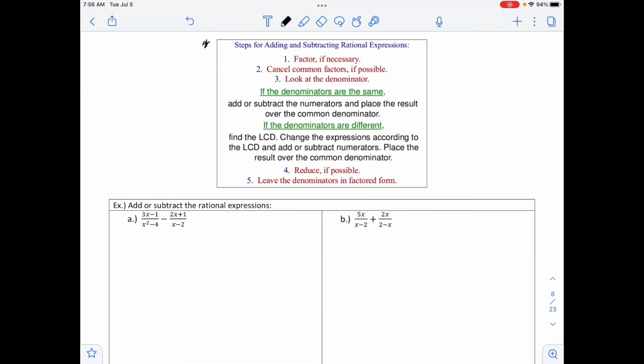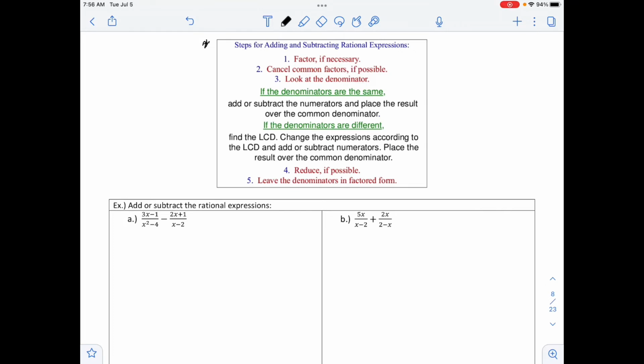Right below, it says steps for adding and subtracting rational expressions. So the first thing is to factor, cancel any common factors if possible, and look at the denominators. Remember, in order to add or subtract fractions, you have to have a common denominator. If the denominators are the same, then great, you can just add or subtract the numerators and place the result over that common denominator.